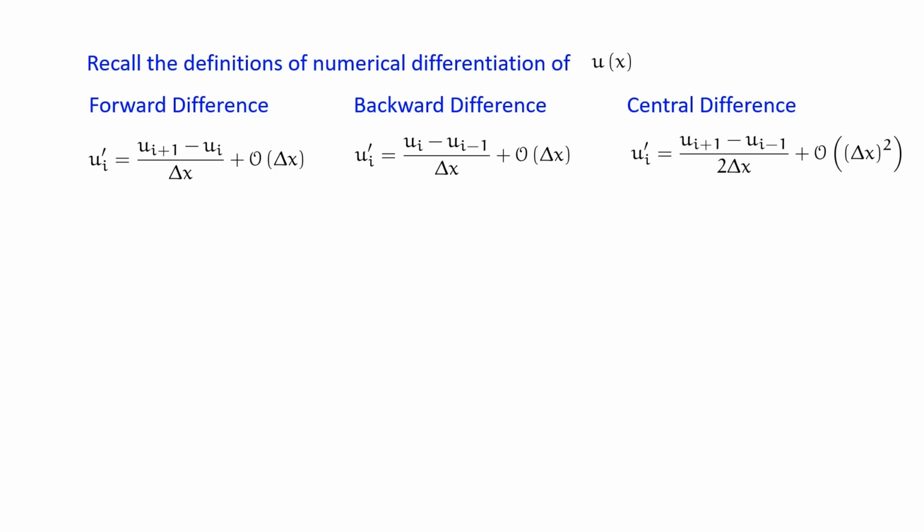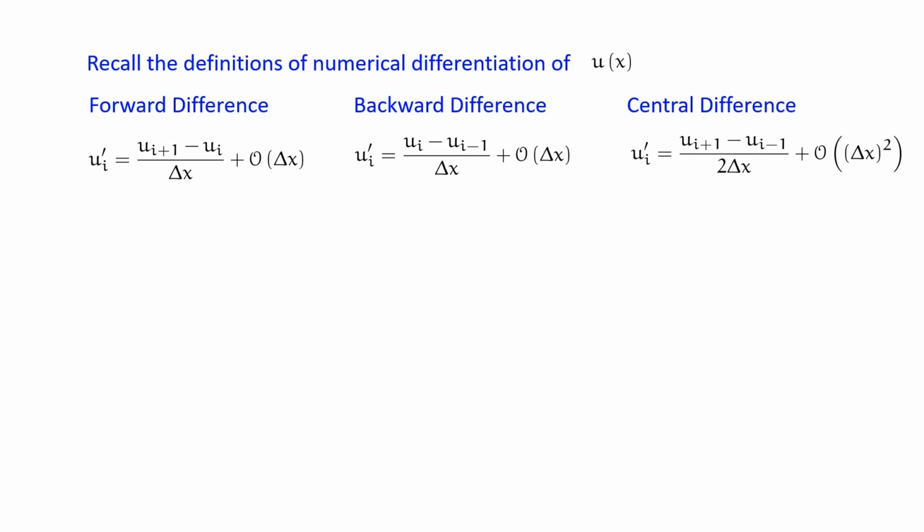Recall the definitions of numerical derivatives of the function u of x. We have defined the derivative in three different ways. First one is forward difference that involves the values of u at i and i plus 1. Then there is backward difference that includes i and i minus 1 points. And third is central difference that has i plus 1 and i minus 1 points. Both forward and backward differences are first order accurate, while central difference is second order accurate.